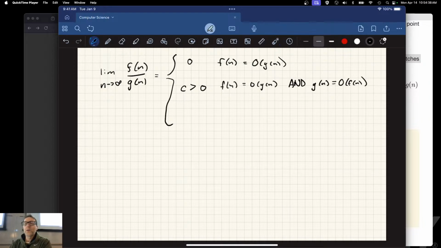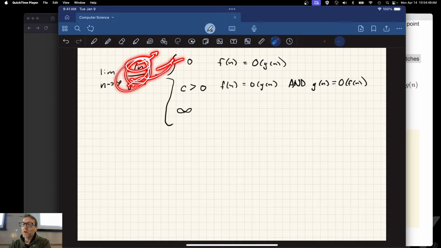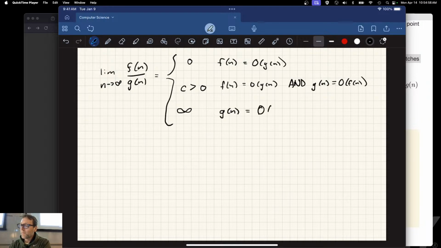All right, so another thing could happen. It could diverge off to infinity. That means the thing on the top, the numerator, is growing way faster than the thing on the bottom, because this entire thing is getting bigger and bigger and bigger and bigger. Right? That means that g of n is order of f of n. Right? That's because the numerator here is growing faster and faster and faster. So g of n is clearly smaller.